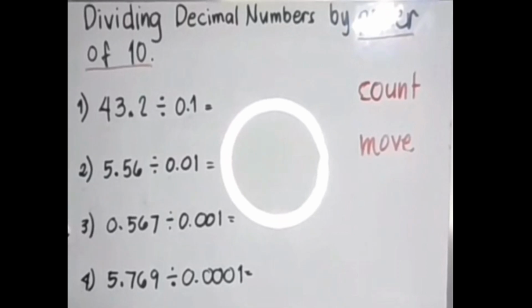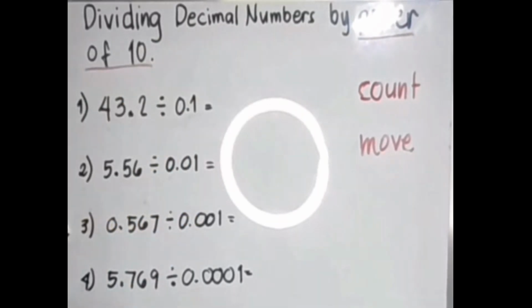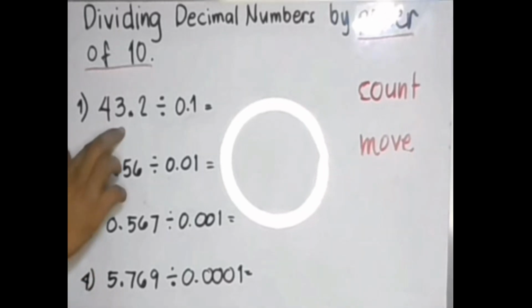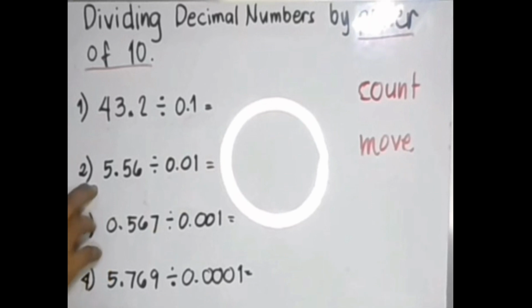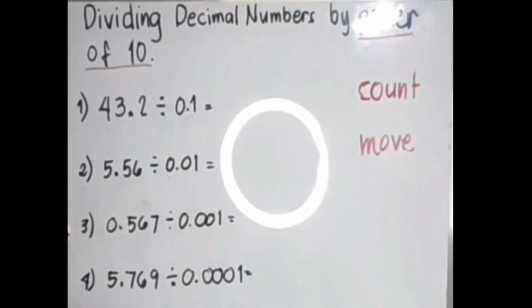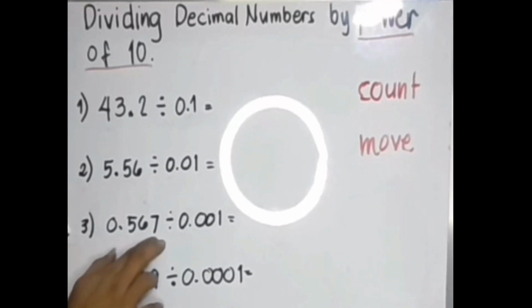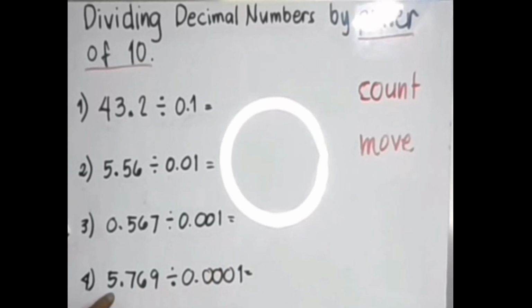Our topic for today is all about dividing decimal numbers by power of 10. As you see, I have here 4 examples. We have number 1, 43 and 2 tenths divided by 1 tenth. Number 2, we have 5 and 56 hundredths divided by 100. Number 3, we have 567 thousandths divided by 1,000. And number 4, we have 5 and 769 thousandths divided by 110,000.